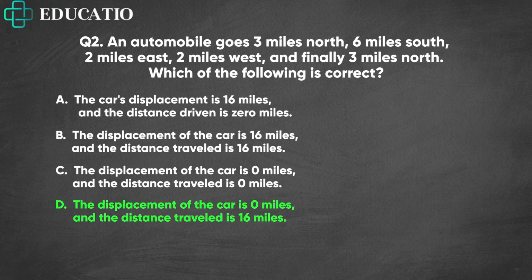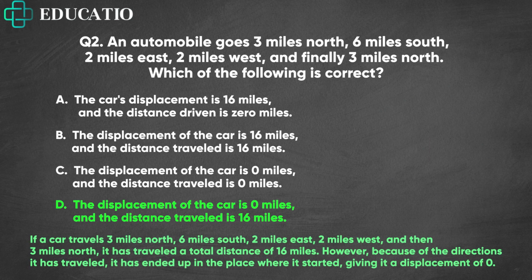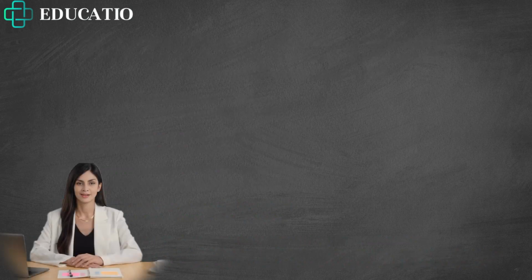Answer. D. Explanation. If a car travels 3 miles north, 6 miles south, 2 miles east, 2 miles west, and then 3 miles north, it has traveled a total distance of 16 miles. However, because of the directions it has traveled, it has ended up in the place where it started, giving it a displacement of 0.